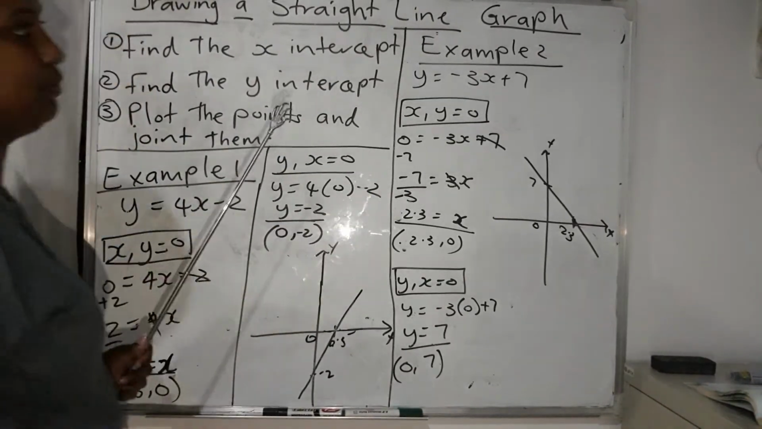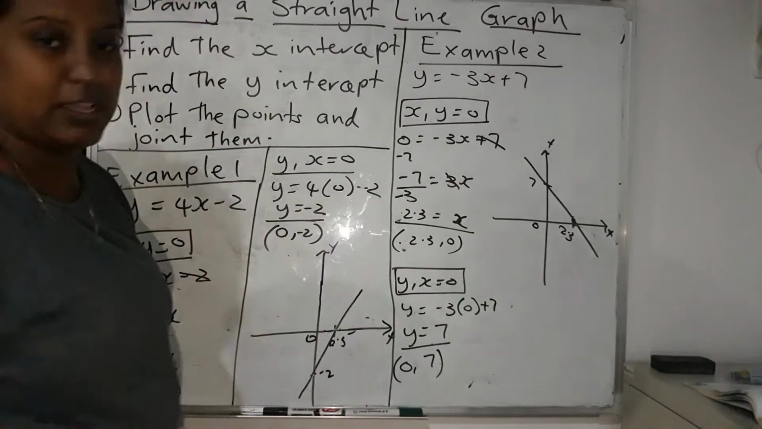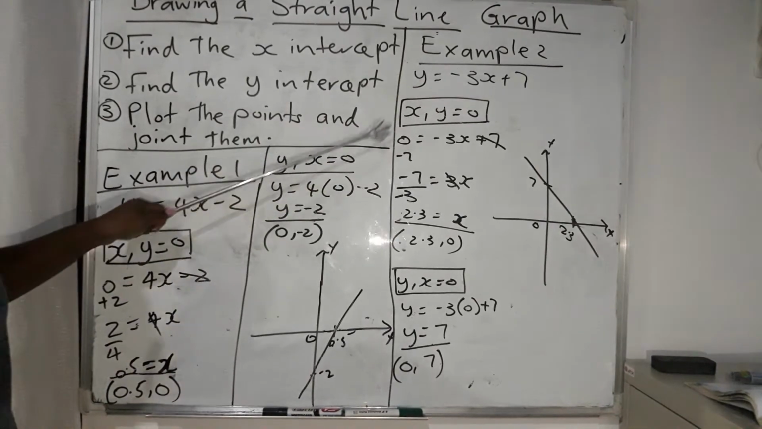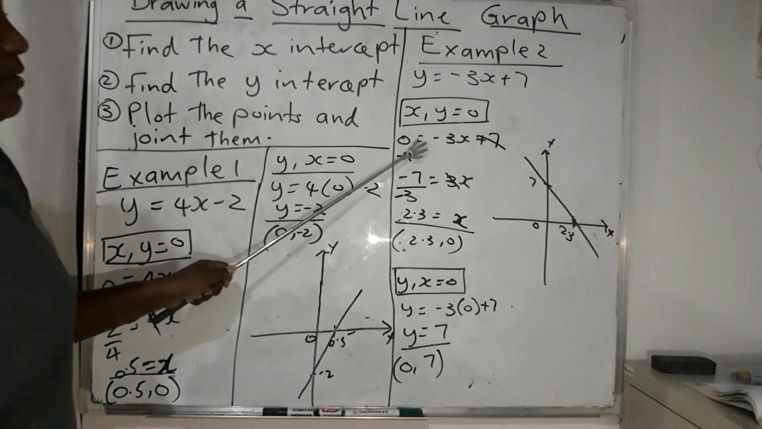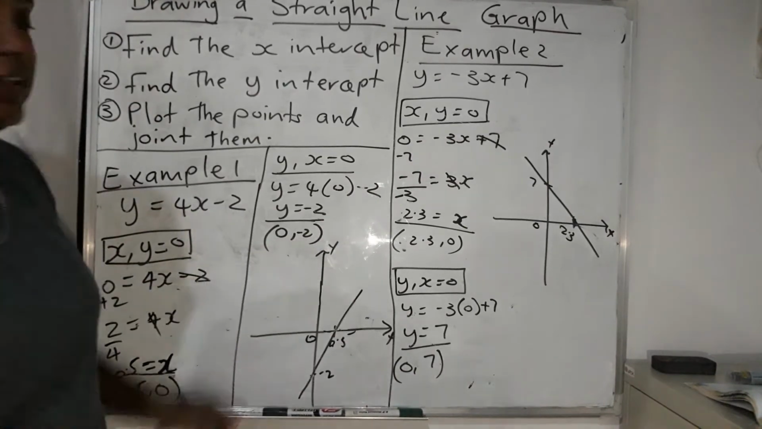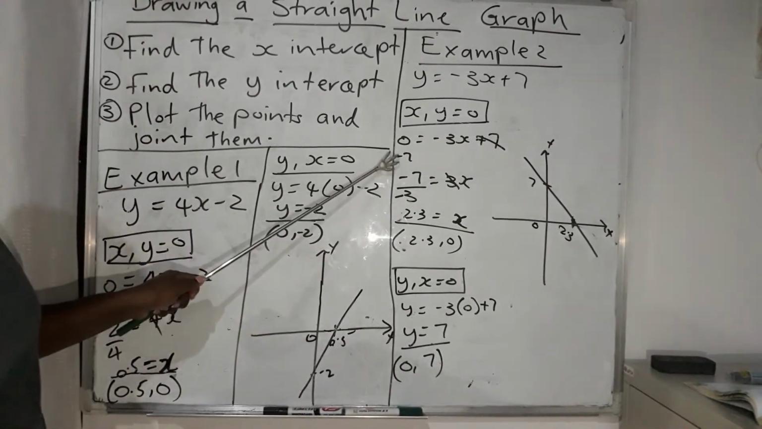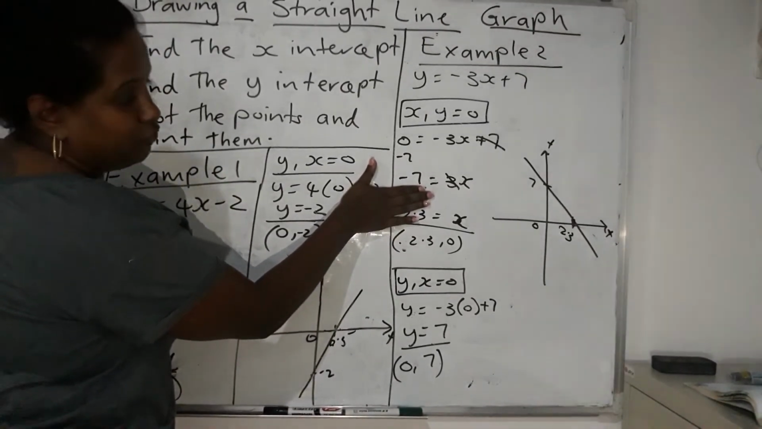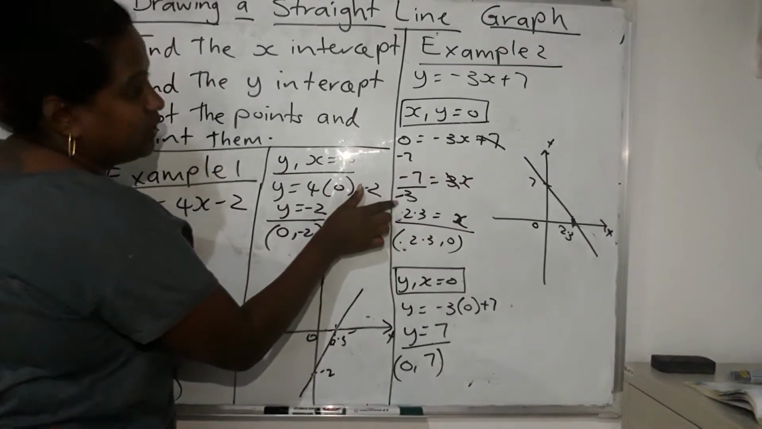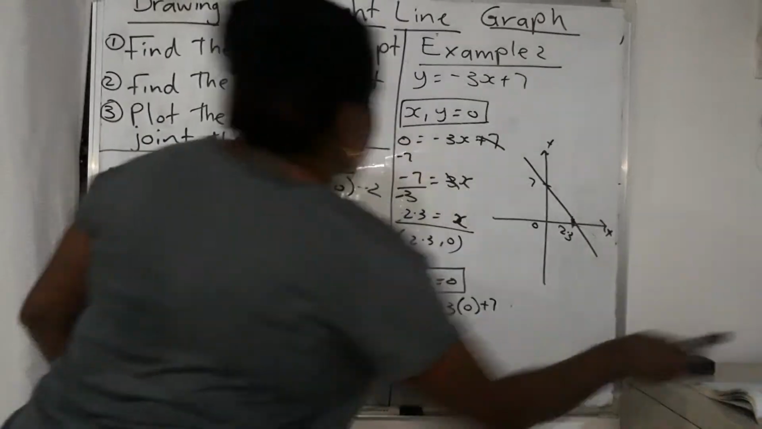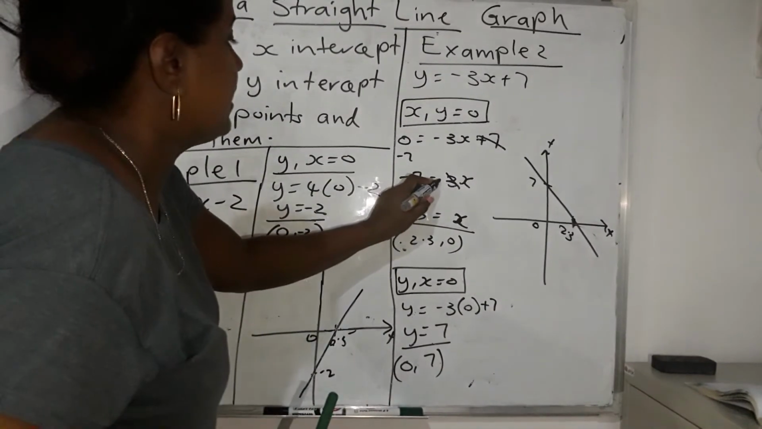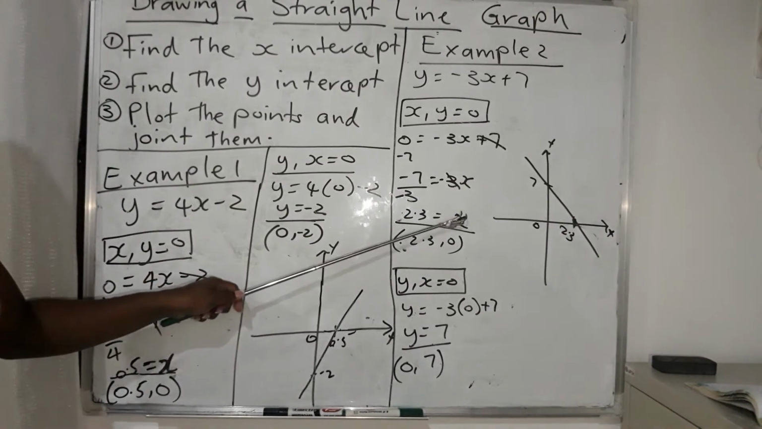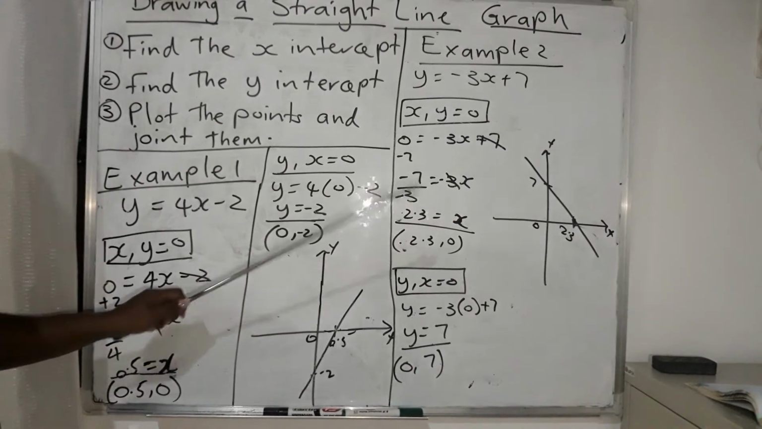Let us now go on to example 2. y is equal to negative 3x plus 7. Once again, to find the x-intercept, I will make y 0. That means in place of y, I am writing a 0. So 0 is equal to negative 3x plus 7. Plus 7 will come this side as minus 7, and here I am left with negative 7 is equal to negative 3x. Negative 3 is multiplied, and to get rid of it, I will bring it that side and divide by negative 3. Once you divide, you get 2.3 as your value. So the x-intercept is 2.3, and I've written that as a coordinate.